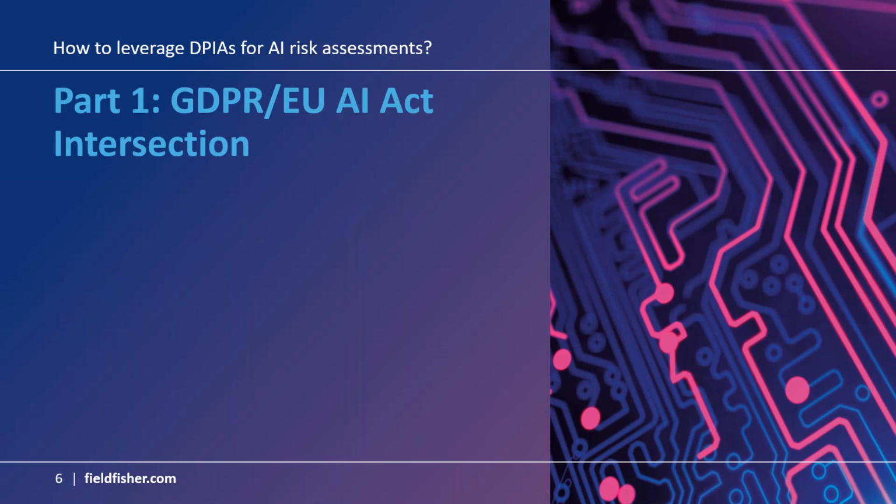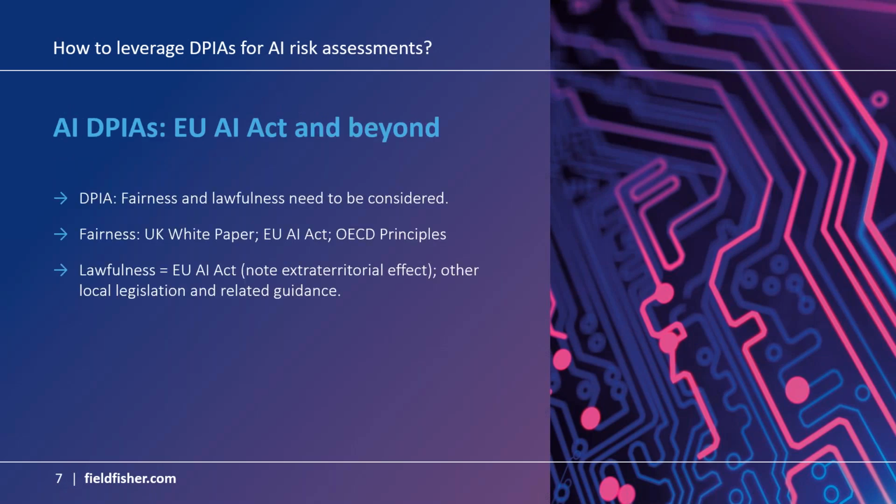Okay, so looking at the GDPR EU AI Act intersection, I wanted to really just set the scene a little bit here, because one of the things that is important to consider as part of any data protection impact assessment is the concept of fairness and also the concept of lawfulness, because that is a cornerstone principle of the GDPR. So fairness and lawfulness in the processing of personal data needs to be considered.